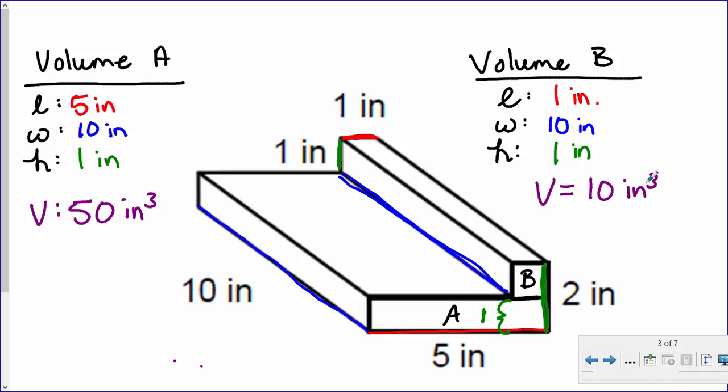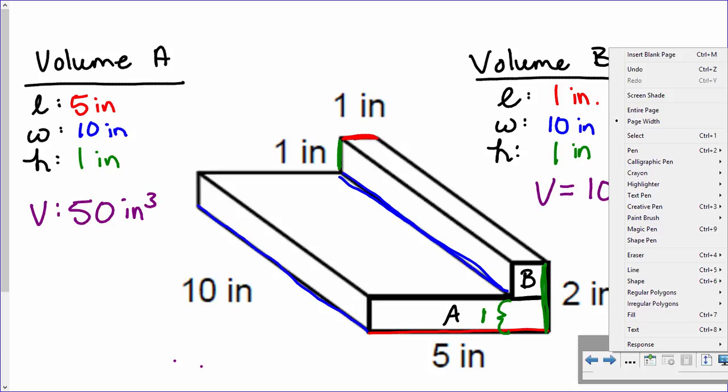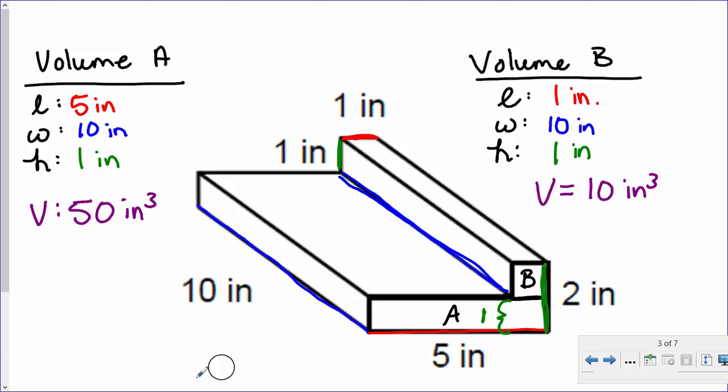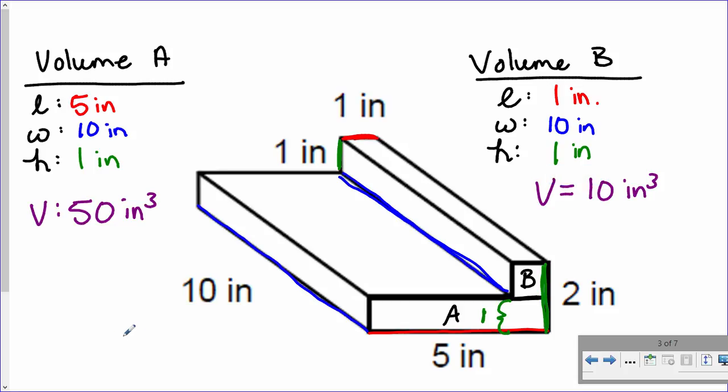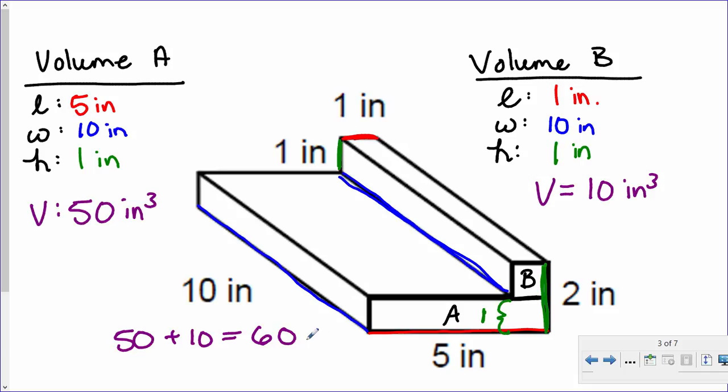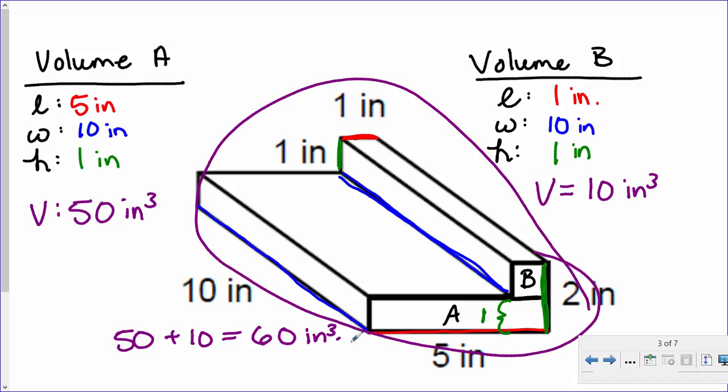Now we're going to add the volume of A to the volume of B. And 50 plus 10 gives us a total of 60 cubic inches. So the whole thing is 60 cubic inches.